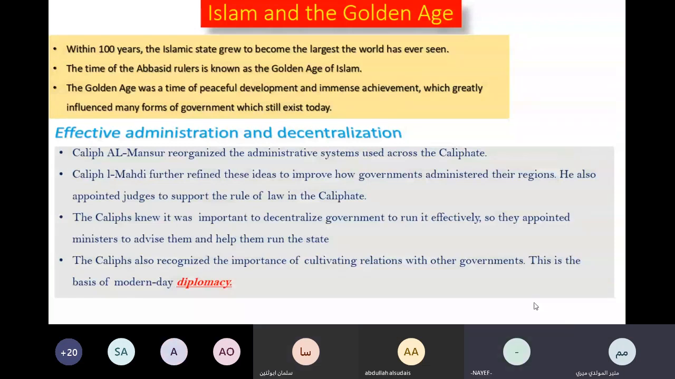Islam and the Golden Age. Within 100 years, the Islamic State grew to become the largest the world has ever seen. The time of the Abbasid rulers is known as the Golden Age of Islam. The Golden Age was a time of peaceful development and immense achievements, which greatly influenced many forms of government which still exist today. Effective administration and decentralization. Caliph al-Mansur reorganized the administrative systems used across the caliphate. Caliph al-Mahdi further refined these ideas to improve how governments administered their regions.